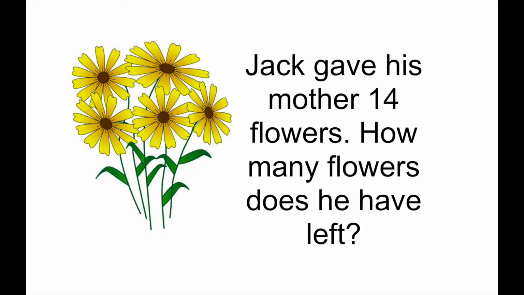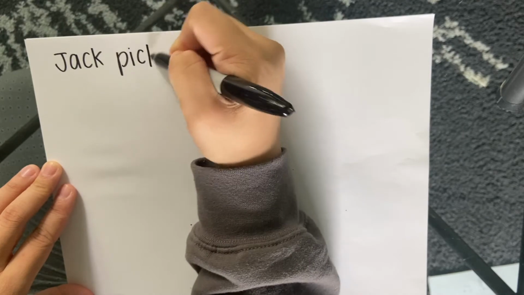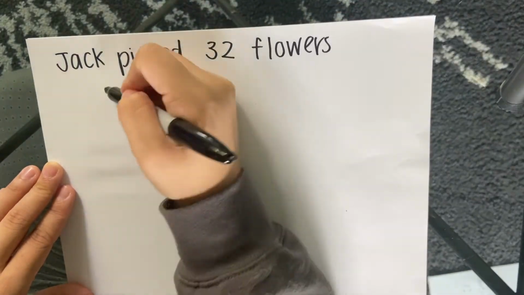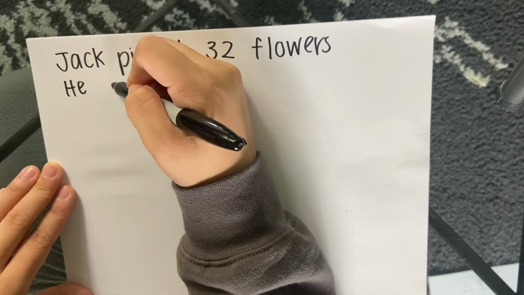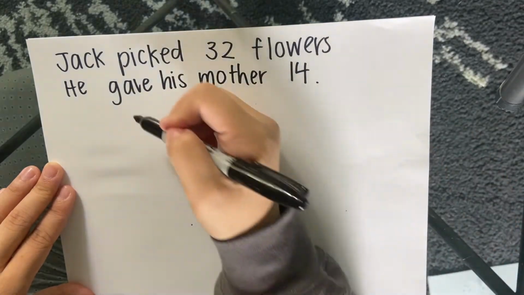So the next problem is, Jack gave his mother 14 flowers. How many flowers does he have left? So now we need to figure out how many flowers Jack has left after he gave his mother 14 of them. So we need to remember in the first problem we found out that Jack picked 32 flowers. That was the beginning. And now we find out that he gave his mom 14 of them.